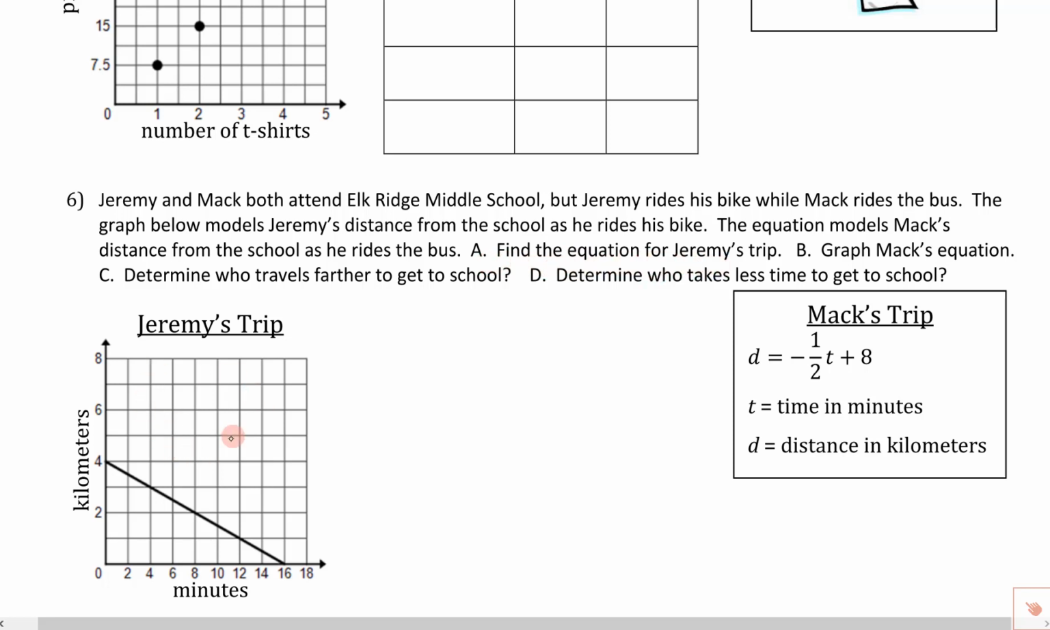Okay, so here's Jeremy's trip. We've got to find an equation for that. Graph Mac's equation. So we'll probably just graph Mac's equation over here. Determine who travels farther to get to school, and determine who takes less time to get to school. So let's take a look at this. We'll break this down. And I'm going to do Jeremy's in red, and I'm going to do Mac's in blue so we can kind of keep those straight of who's who as we're looking at the equations and the work and the graphs and that sort of thing.